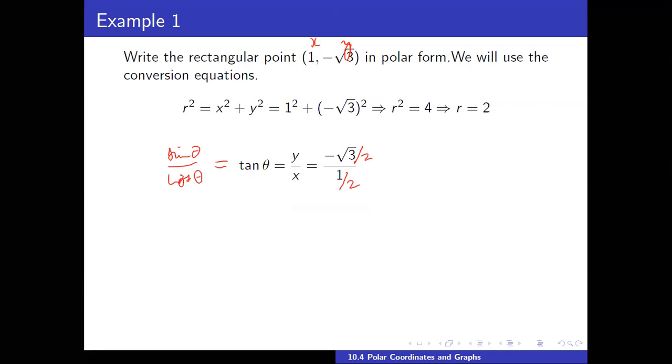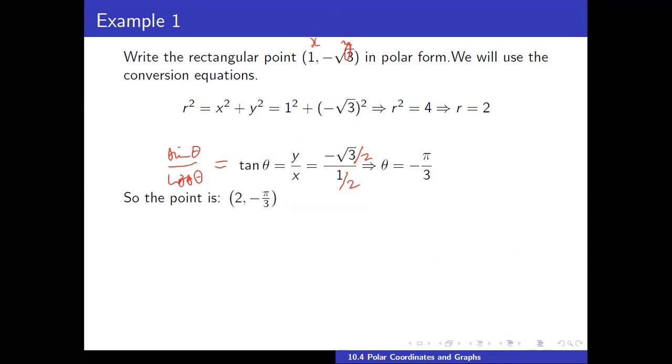So essentially, theta had better be an angle whose sine is negative radical 3 over 2 and whose cosine is 1/2, correct? All right, and when we did that, we realized that an effective angle is theta equal to negative 60 degrees down in the 4th quadrant, okay? But that's not the only angle we could have used. We could have taken lots of other options as well.